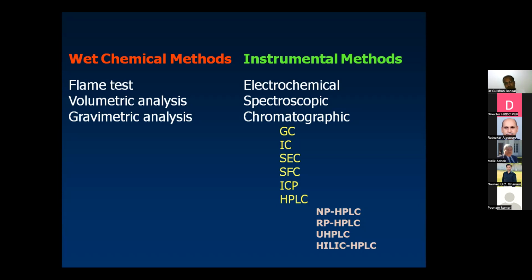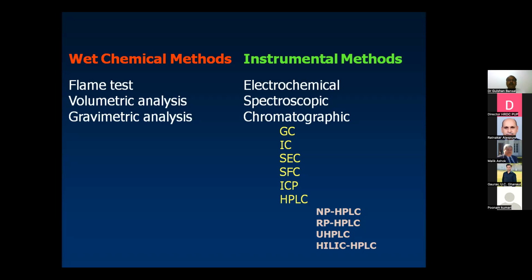Now there are certain species which are electro-reducible. They undergo redox reactions under the influence of electric current or potential, and such substances are very efficiently detected by electrochemical techniques like polarography, voltammetry, potentiometry, and so on.